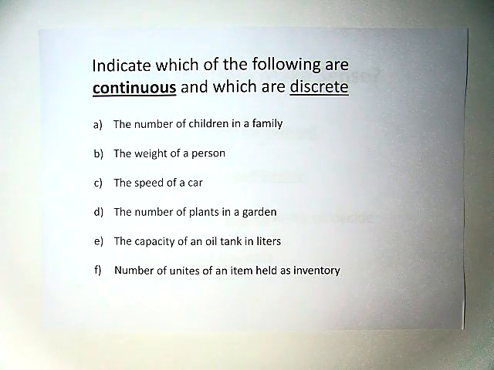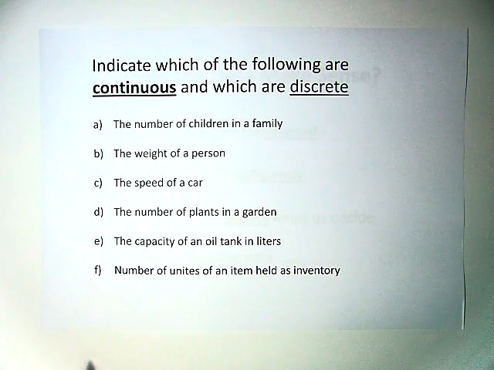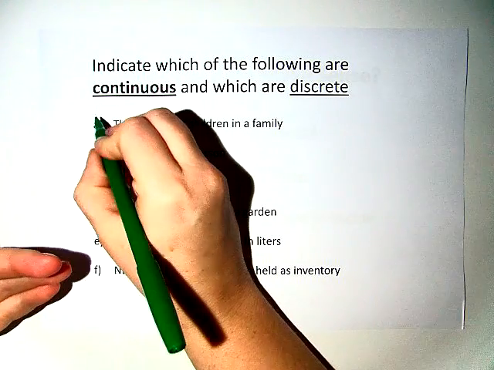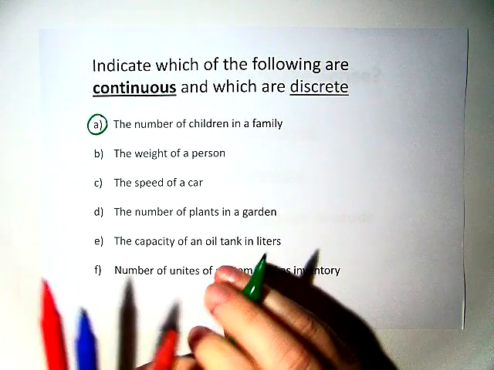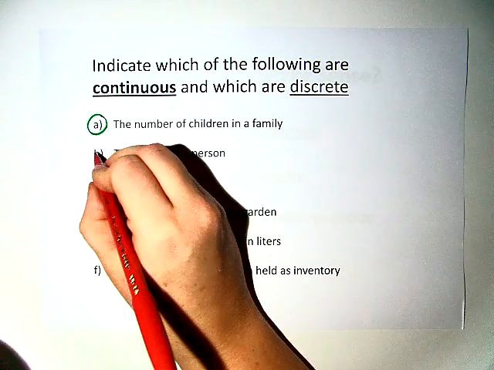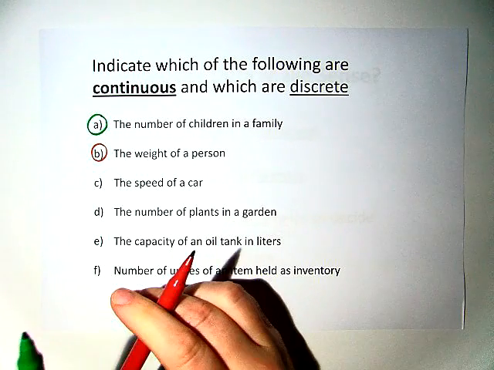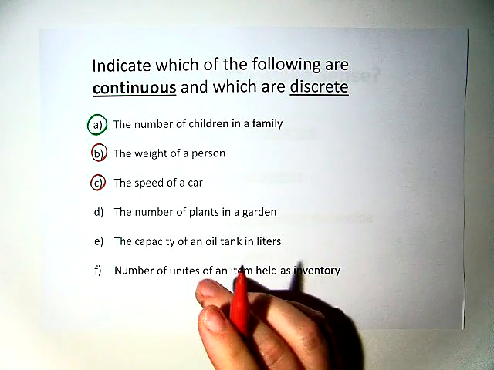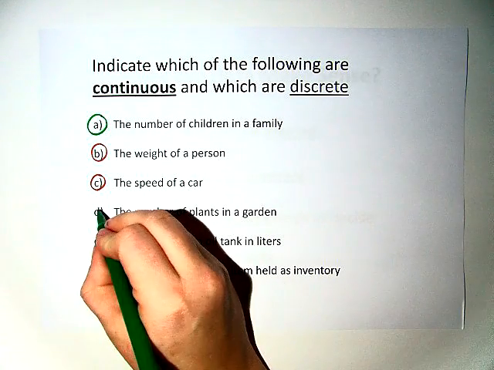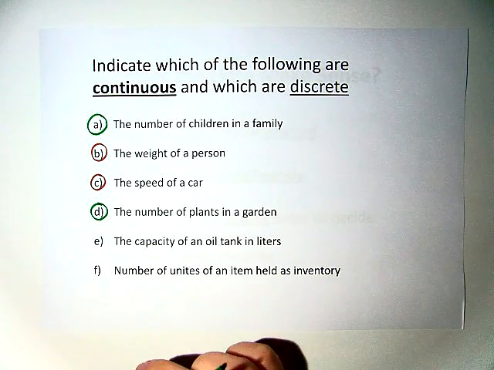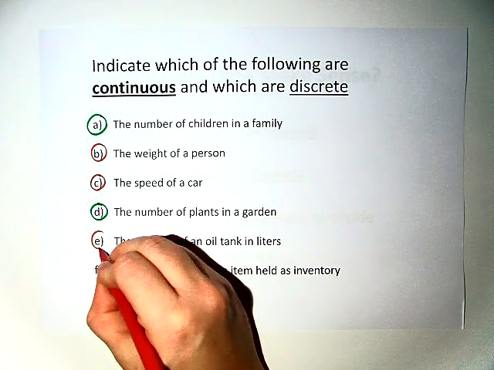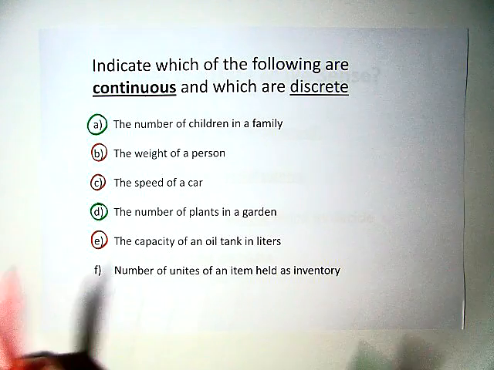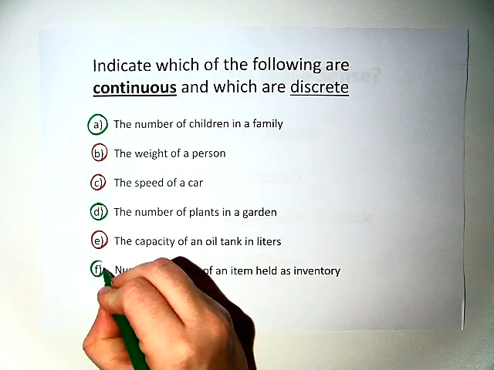So let's look at which one is continuous and which one is discrete. Okay. The number of children in a family. That is discrete. The weight of a person. That is continuous. The speed of a car is continuous. The number of plants in a garden. That is discrete. The capacity of an oil tank in liters. Continuous. The number of units of an item held as inventory. Okay, number of units. Discrete.